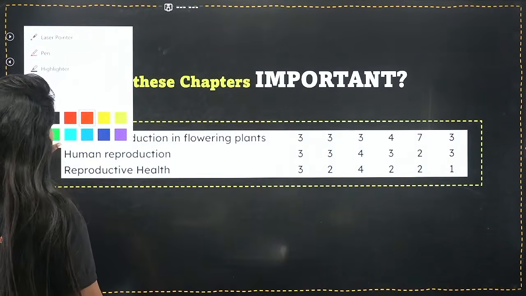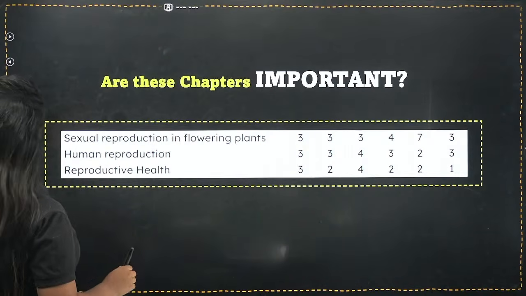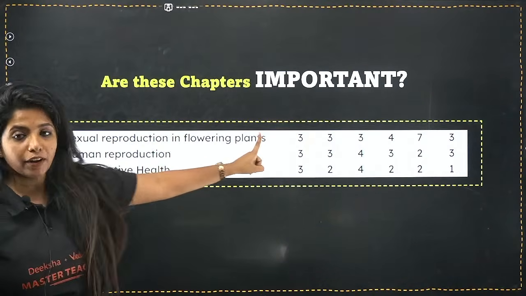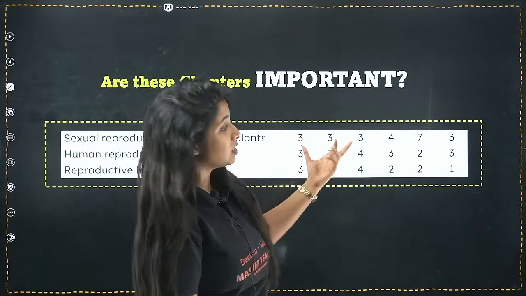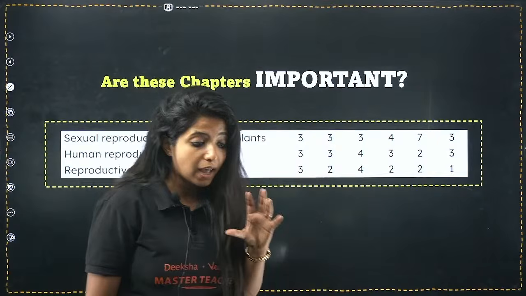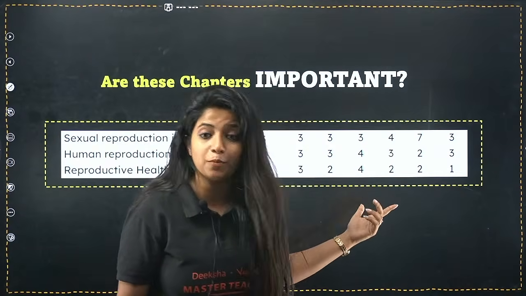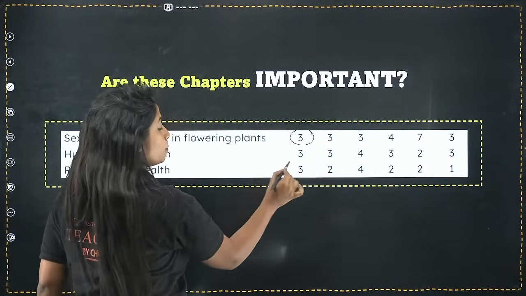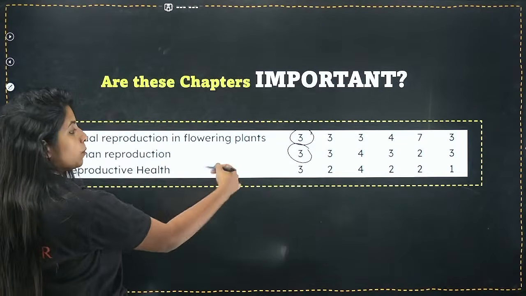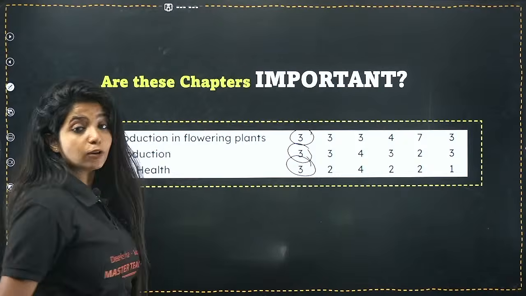And here are the three very important chapters that we are going to do. Listen to me very carefully. So, sexual reproduction in flowering plants is there, human reproduction is there, reproductive health is there. From the past 6 years, these are the number of questions that have been coming from this chapter, which is why this is important, right? So, if at all you see sexual reproduction in flowering plants, 3 questions came the previous year. Here also from human reproduction, 3 questions came. From reproductive health also 3 questions came.